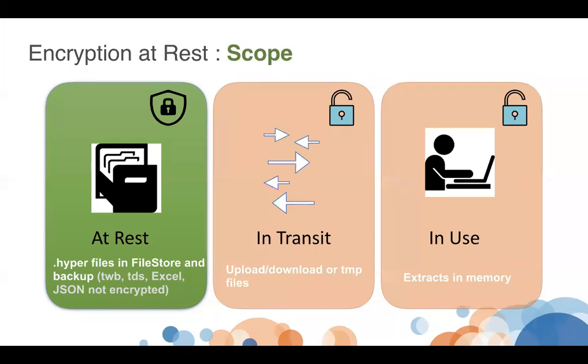And even for the data in the file store, there are some exceptions, which also makes sense if you think about it. The metadata, TWB, TDS, are not encrypted. If you upload Excel, JSON, CSV and so on, those are not encrypted either, even though they are in a file store. So the only thing that is encrypted is the .hyper file in the hyper store. That is the scope of encryption at rest.